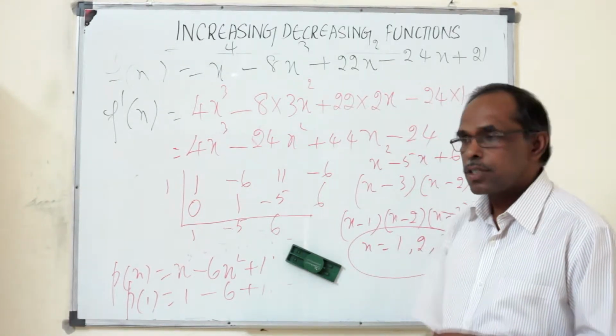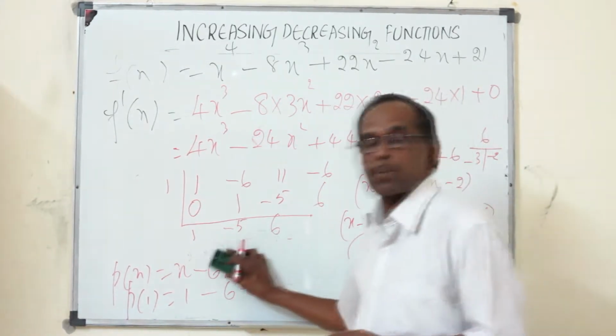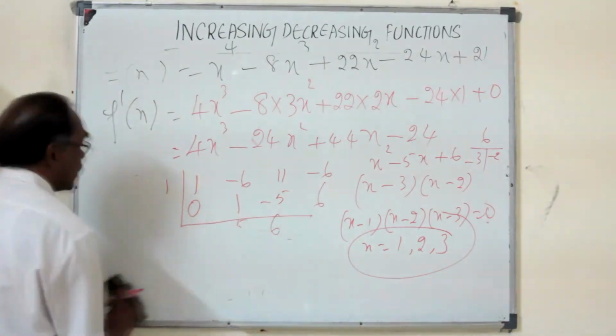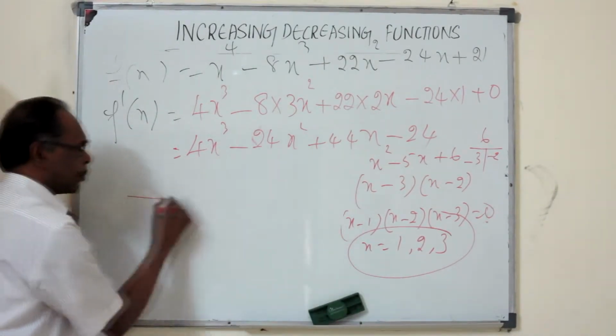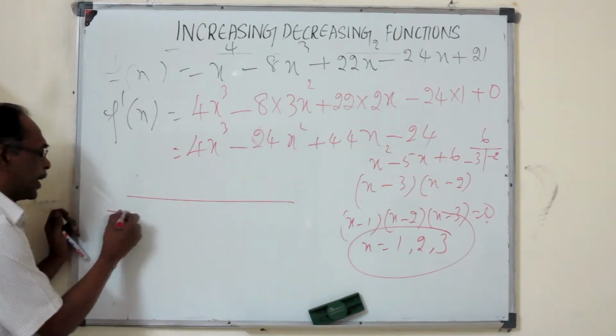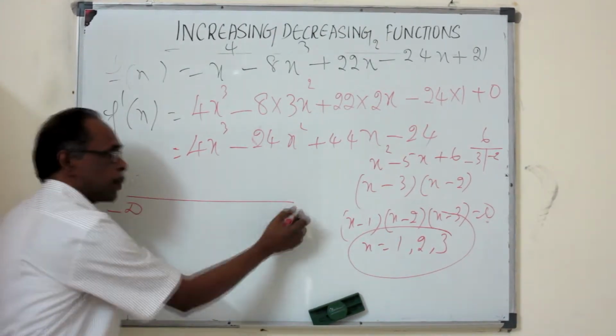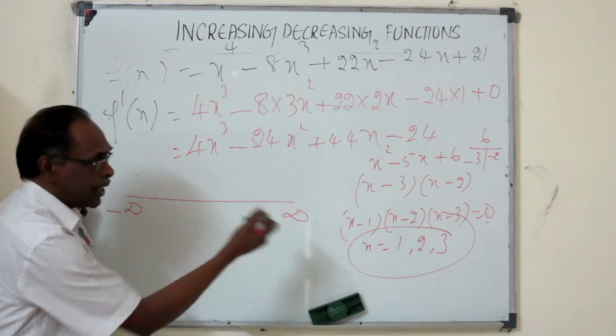Is it clear? So now what we have to do is find the corresponding intervals. For finding the corresponding intervals, I am drawing a number line. So this is the number line. Here it is minus infinity. Here it is plus infinity. We have got 3 turning points.